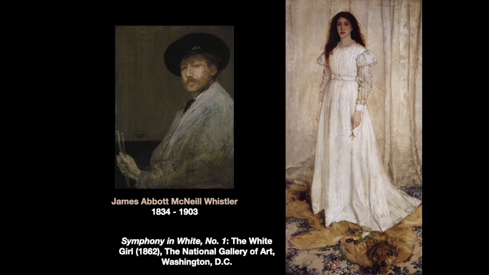Looking at his painting, Symphony in White, number 1, The White Girl, well, that looks kind of like a pretty straightforward description of what you're looking at, a girl in white who is white. And he did a whole series of paintings about this woman in white in these settings, these portraits.